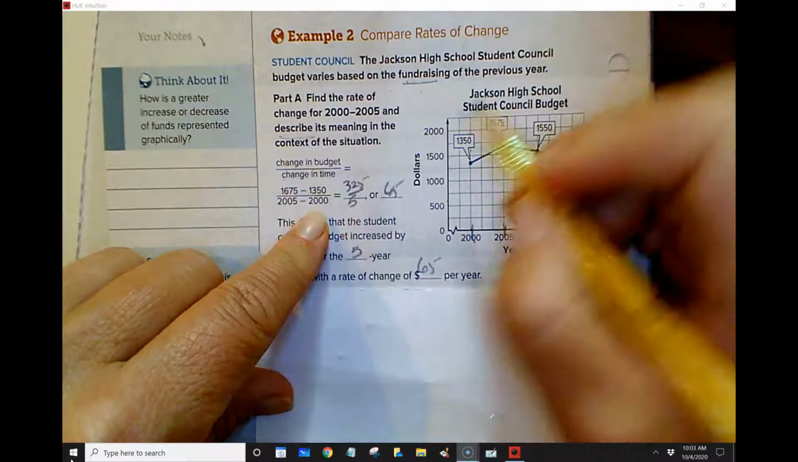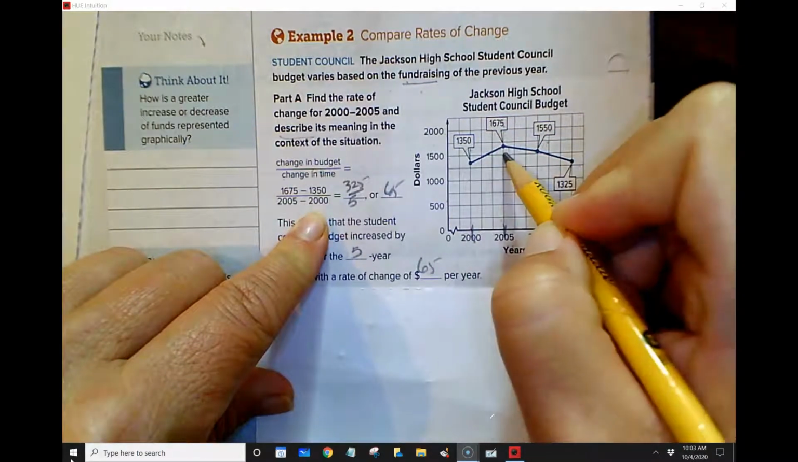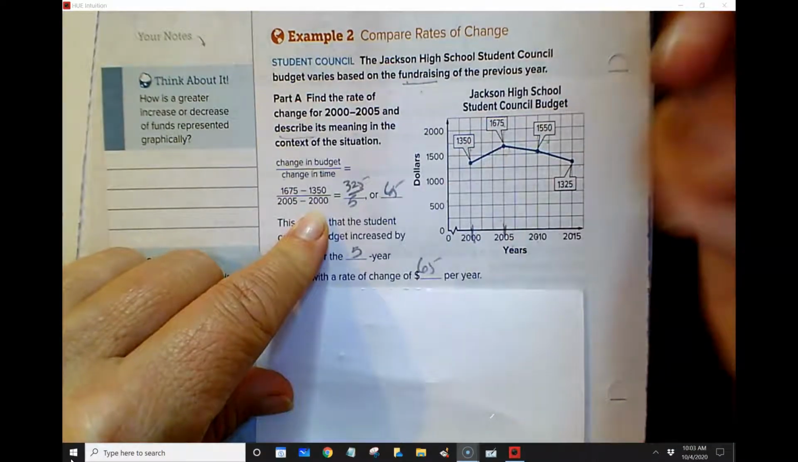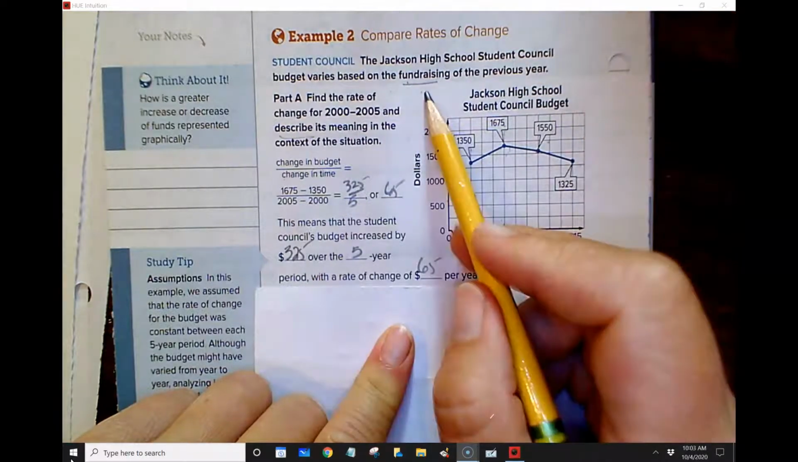Now you could do the reverse. You could do $1,350 minus $1,675 and 2000 minus 2005. You'll get negative numbers. A negative divided by a negative is a positive, so you still come up with a positive value. So their budget. Oh, it's not fundraising. It's their budget.